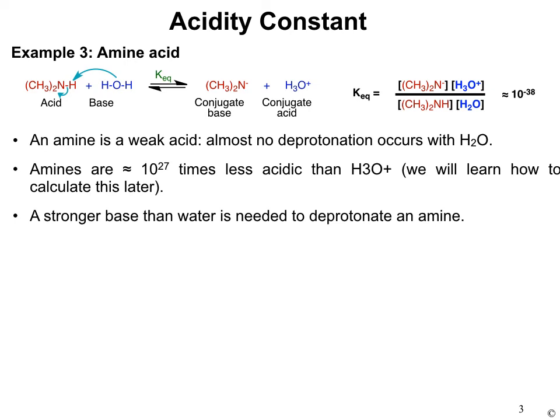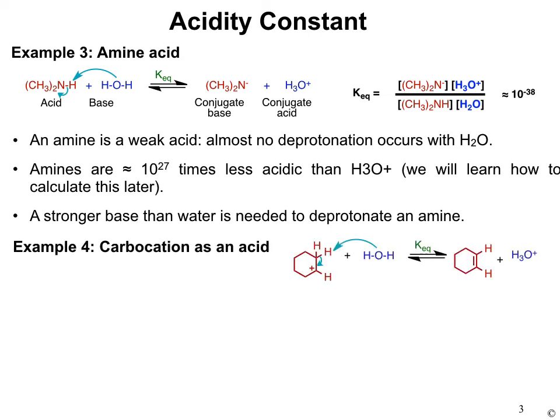It's about 10 to the 27th times less acidic than the example I gave you in the page before, where we started out with a nitrogen that had a plus charge because it had an extra proton on it. And we're going to need a much stronger base in order to pull a proton off of that kind of acid. So water is not a strong enough base to pull the proton off in any appreciable amount.